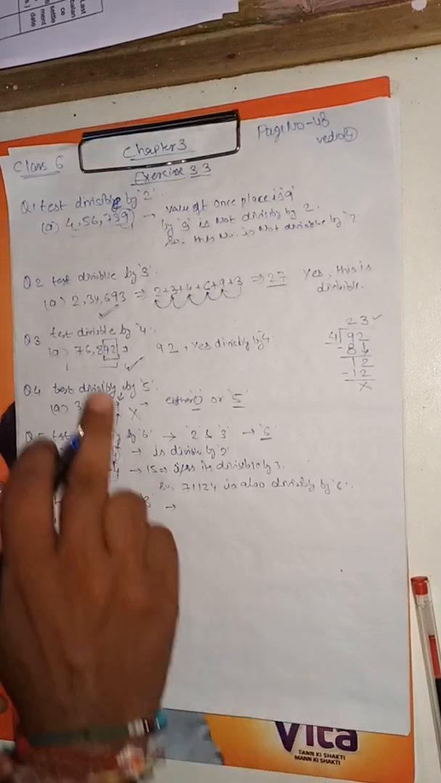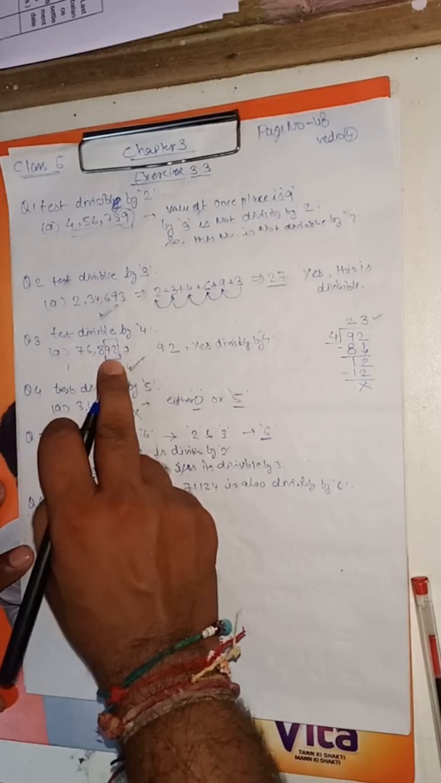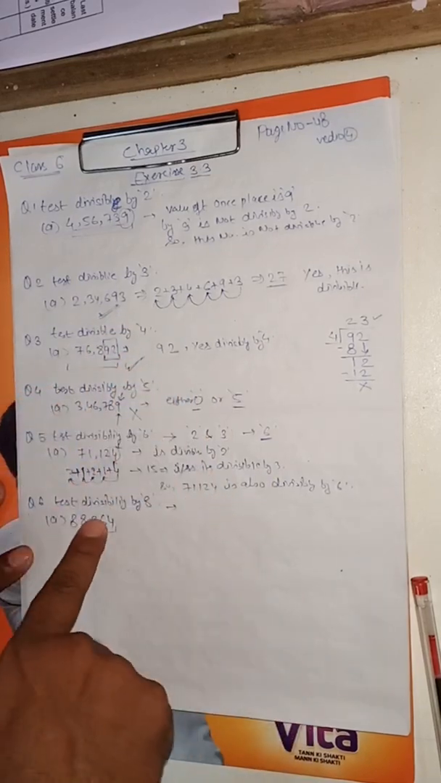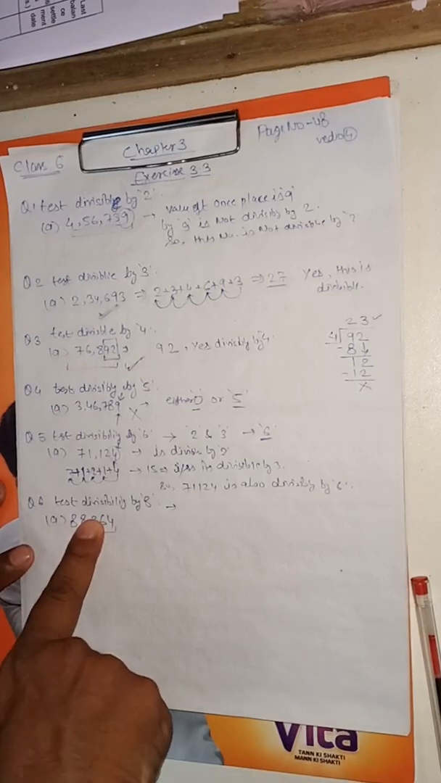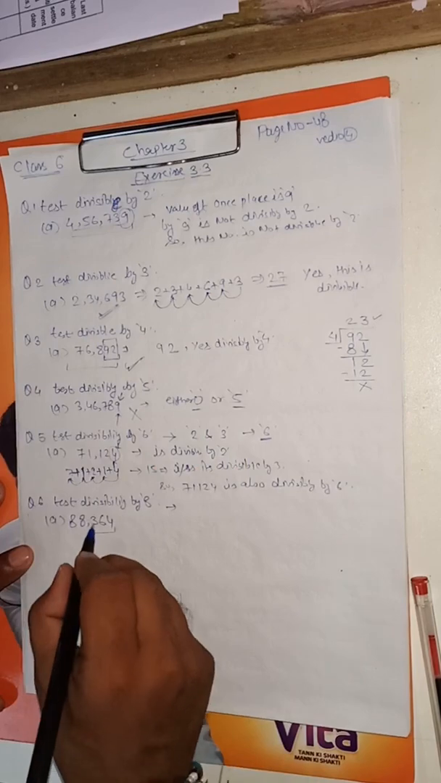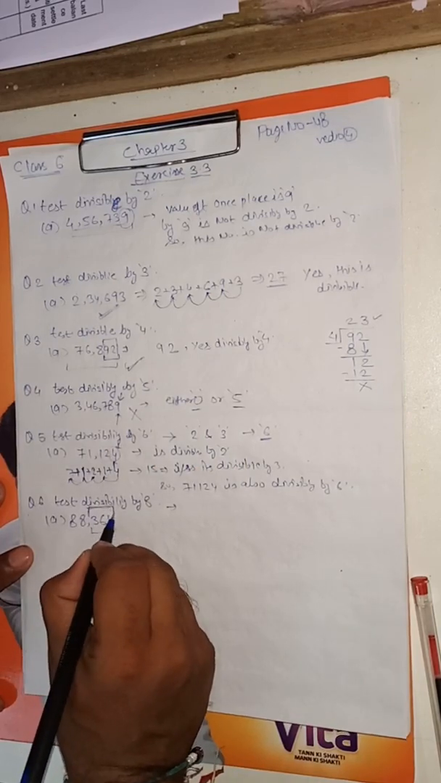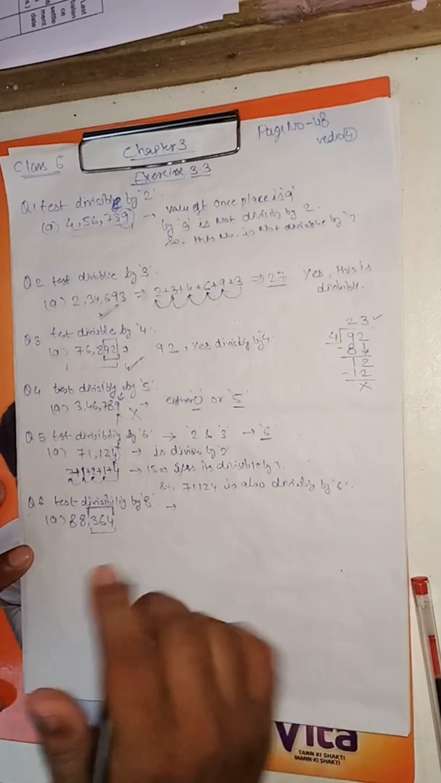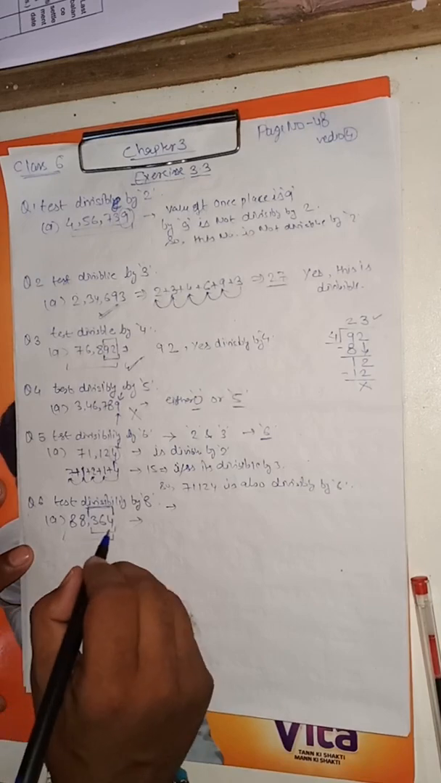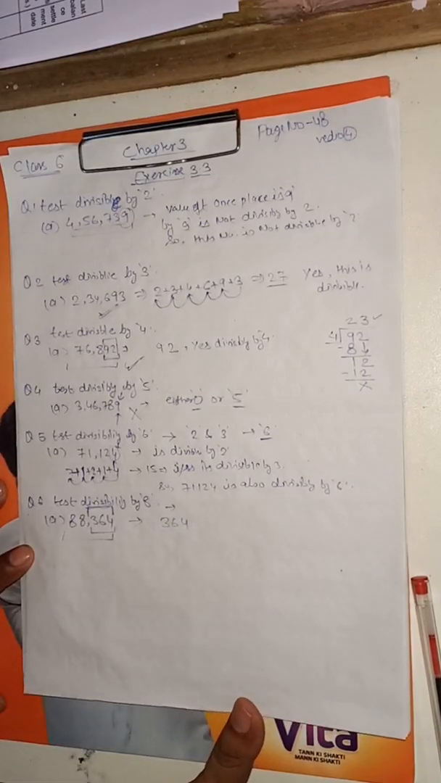Like in the test of divisibility of 4, what we have done here, we check the last 2 digits, that's the ones and tens. But in test of divisibility by 8, we check its last 3 digits, ones, tens and hundreds. If this combination of 3 digits is divisible by 8, then this whole number is also divisible by 8. So here we are going to check, is 364 divisible by 8 or not.